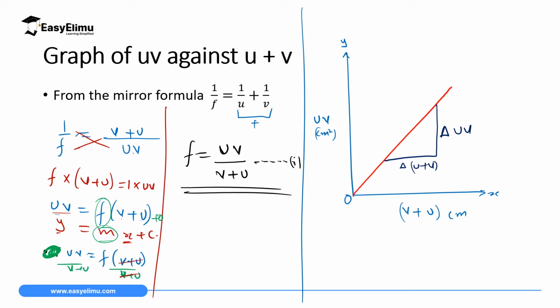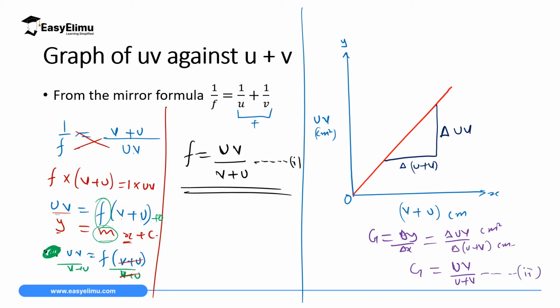So in this case, if we find this gradient is going to be G, gradient is equals to change in Y over change in X, which is going to be equals to, in our case in Y-axis we have change in UV against change in U plus V. This case, this is centimeter square. This one here is centimeter. Then in this case, what we will have, our gradient is equals to UV divided by U plus V. Doesn't matter the units, but now look at this, call it equation 2.